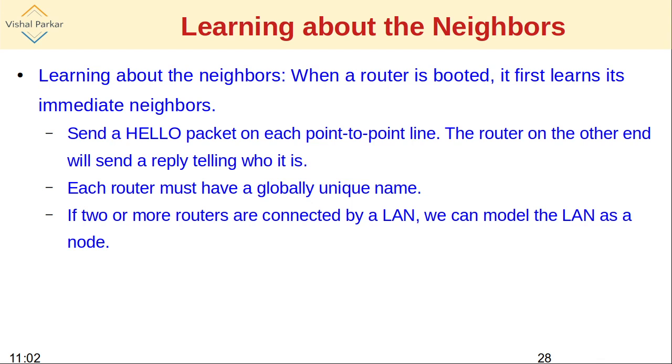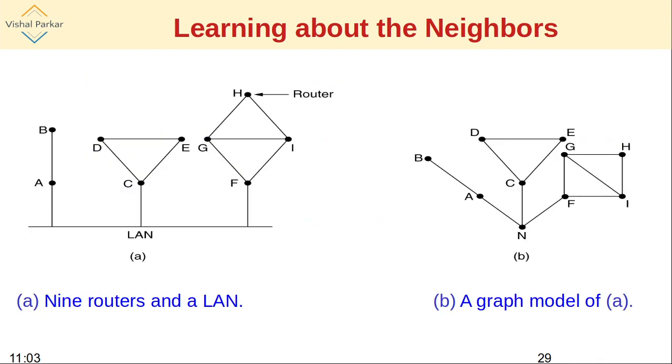If two or more routers are connected by a LAN, we can model the LAN as a node, which we'll see in this diagram now. So imagine A, C, and F are connected through a LAN. Physically, there are actually many lines. This one is one line, this is one line, etc. But logically, A is connecting to C through this LAN, and C is connecting to F through this LAN. That's why it is logical to model this particular LAN, the whole LAN, as one node.